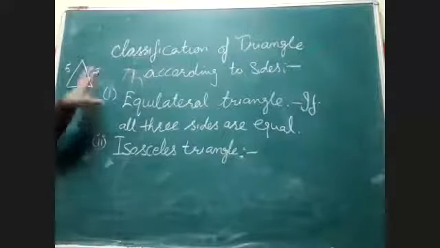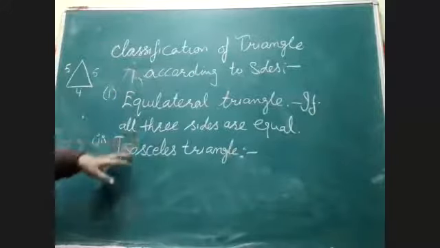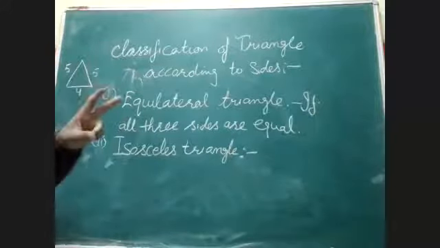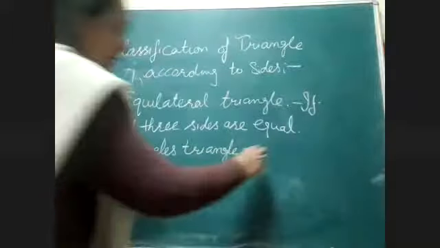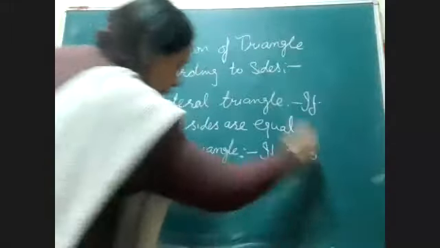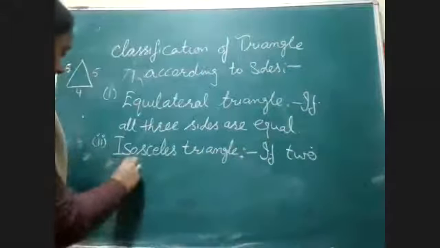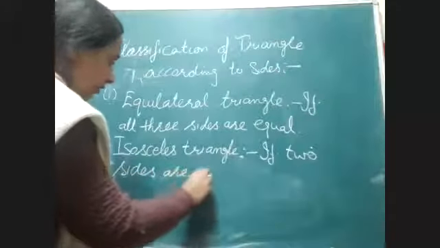What is an equilateral triangle? All three sides are equal in length. In an isosceles triangle, only two sides are equal.